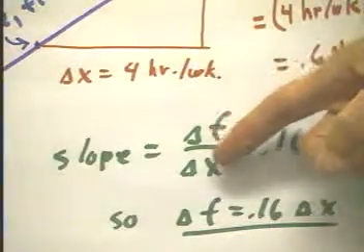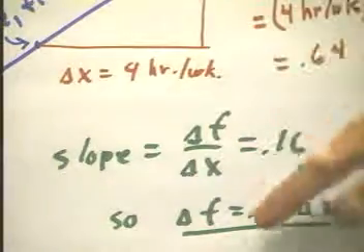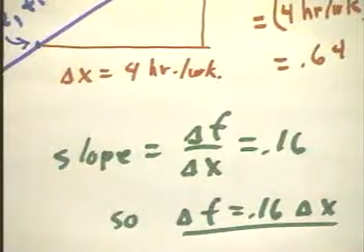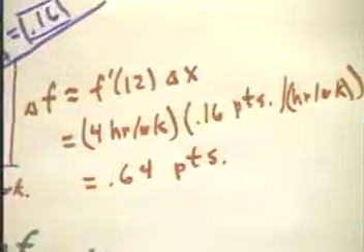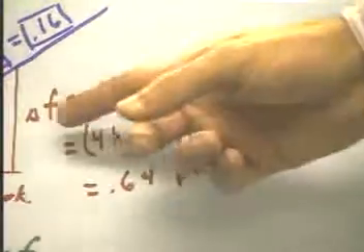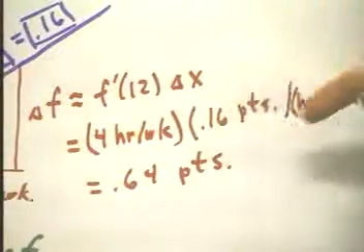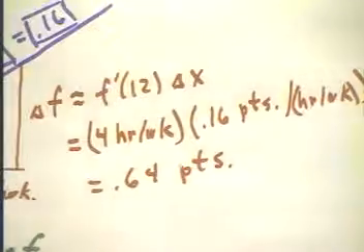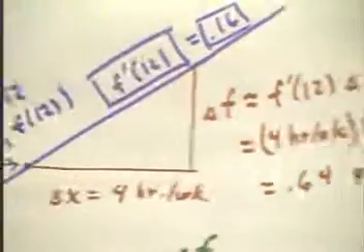So if delta f over delta x is 0.16, we can easily solve for delta f and get delta f as 0.16 times delta x. And of course, if delta x is 4 hours per week, we end up with this calculation. Delta f is f prime of 12 times delta x, 4 hours per week times 0.16 points per hour per week, or 0.64 points. And we'll note that this is again a picture of the differential.